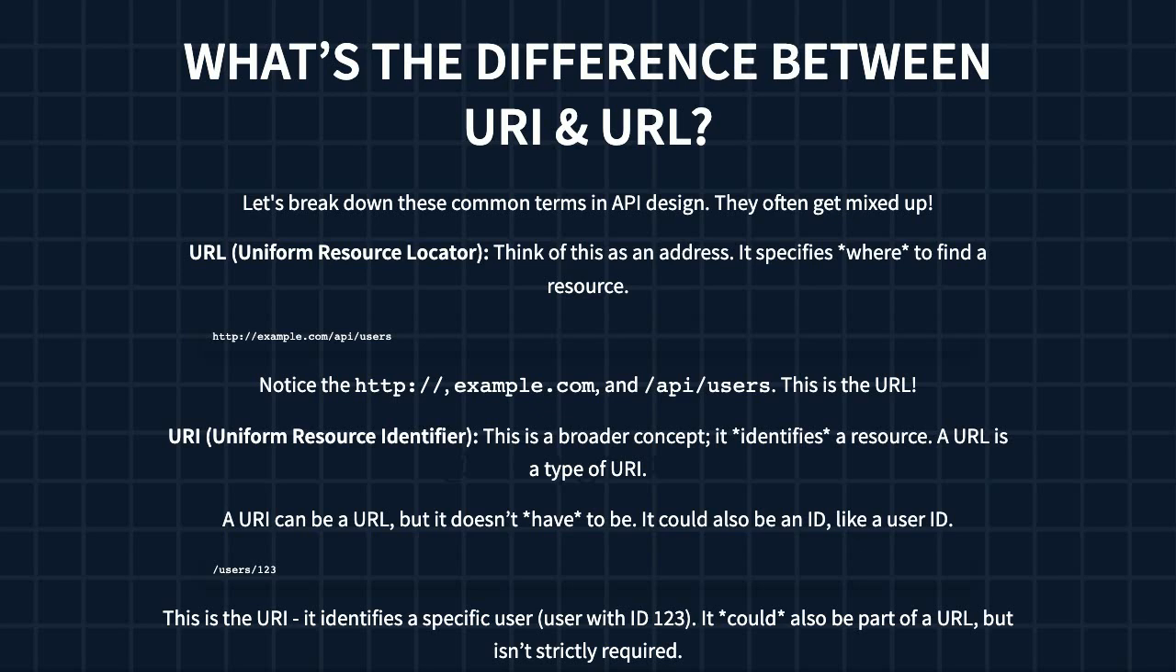A URI, on the other hand, is a broader concept that identifies a resource. It's more about what the resource is. A URL is just one way to represent a URI. You could use an ID number, for example. It's helpful to think of it this way: every URL is a URI, but not every URI is a URL.